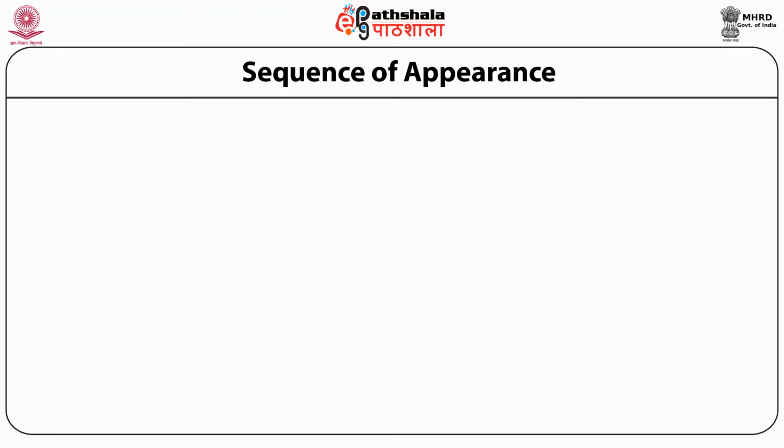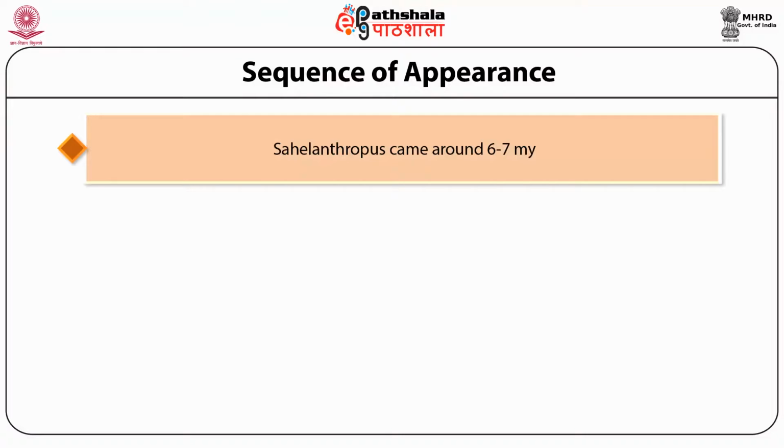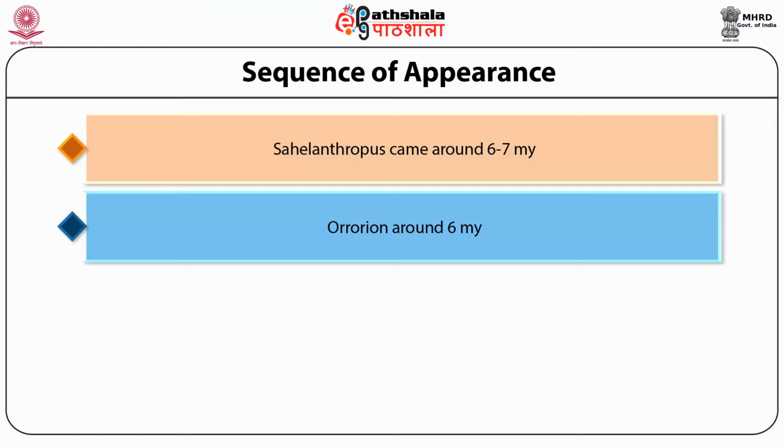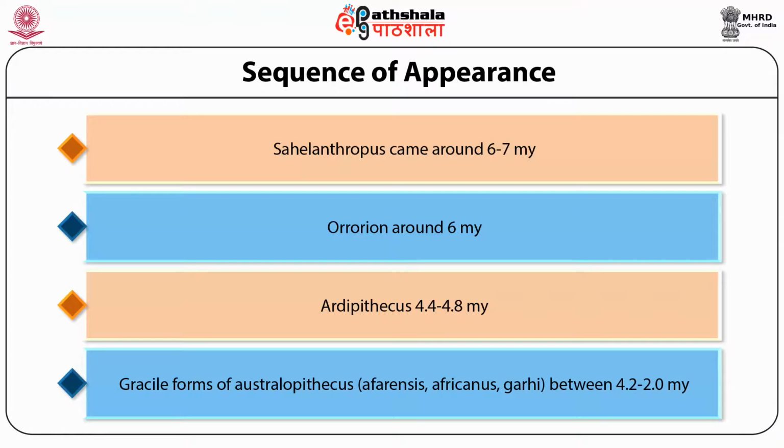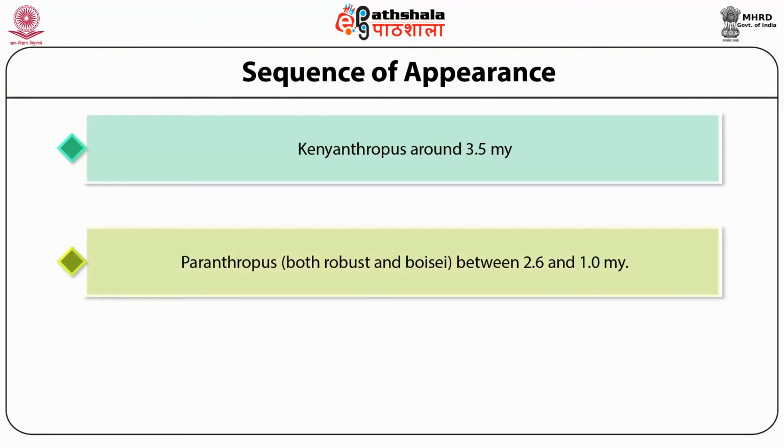Sahelanthropus came around 6 to 7 million years ago, whereas Orrorin came around 6 million years ago, and Ardipithecus around 4.4 to 4.8 million years ago. The gracile forms of Australopithecus, that is Australopithecus afarensis, Australopithecus africanus and Australopithecus garhi, lived between 4.2 and 2 million years ago. Kenyanthropus appeared around 3.5 million years ago, and Paranthropus, both robustus and boisei, between 2.6 and 1 million years ago.